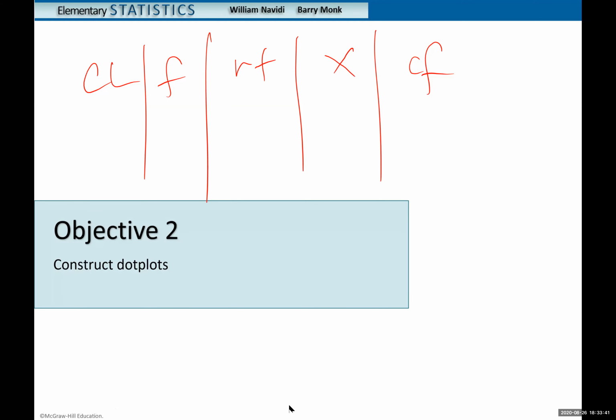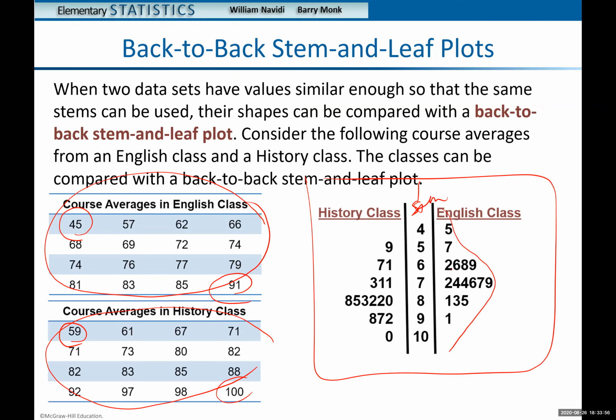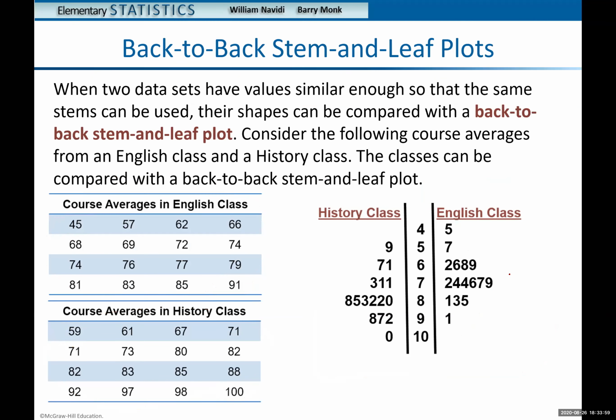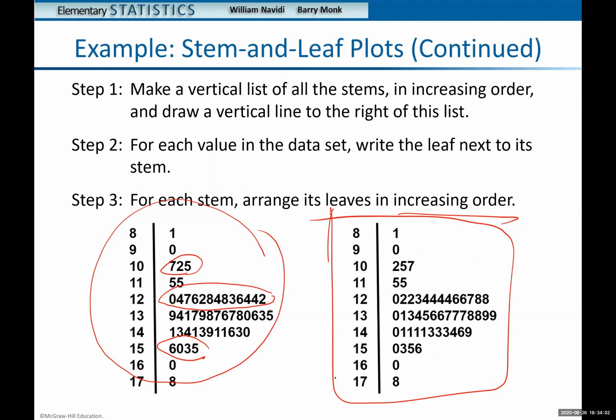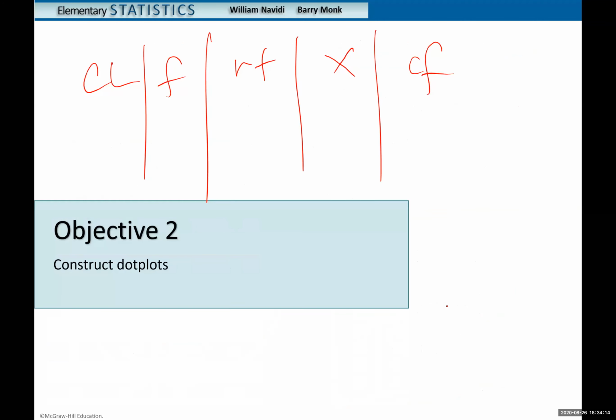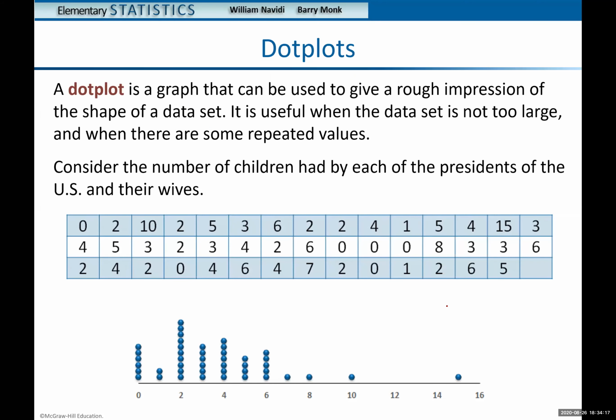Someone asked if we need to arrange the leaves in increasing order. Yes, you have to make sure that you arrange them in order. Just like this, everything is in increasing order: 2, 6, 8, 9, 2, 4, 4, 6, 7, 9. When we go back here, that's the reason why this is the final answer, because you arranged these numbers in increasing order. If you don't do that, you will get deductions on the test. Great question.